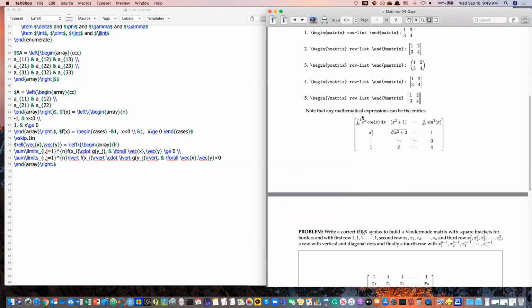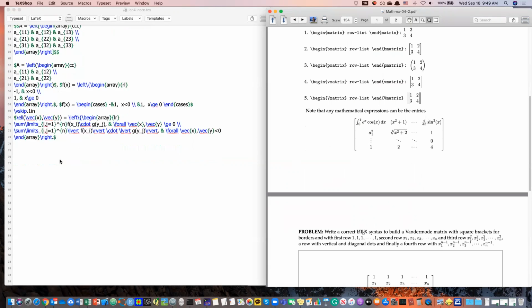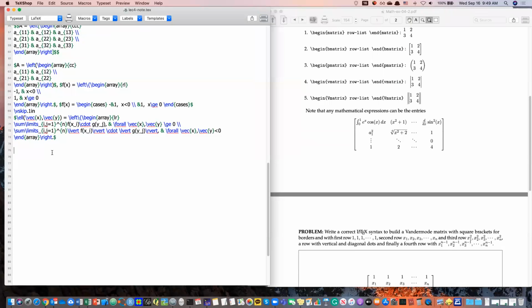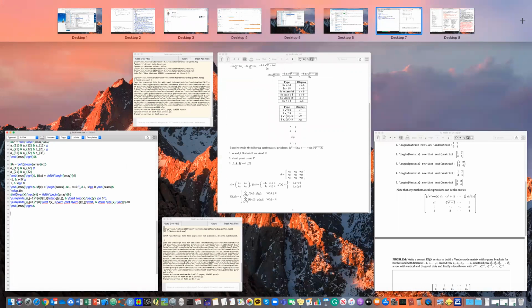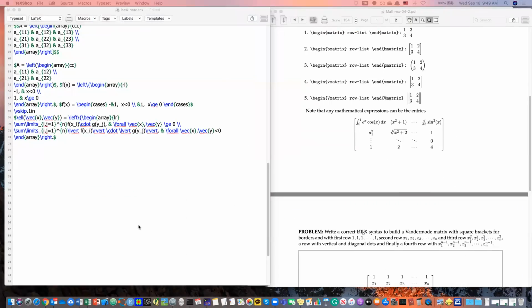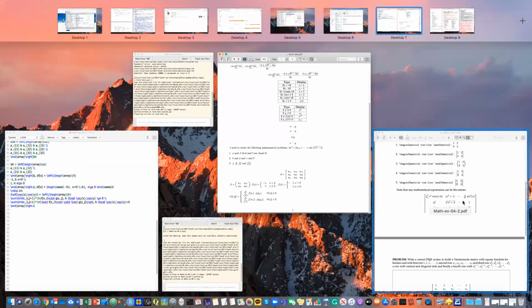Note that any mathematical expressions can be an entry like this. Let's try to replicate this. Give me a second. This one, yeah. So now here. Okay, let me use this one. Oh yeah. Where is it? Give me a second. Oh, not this one. Here.